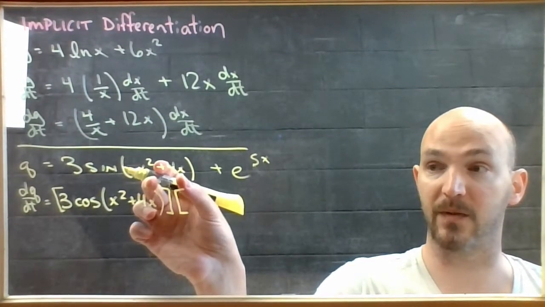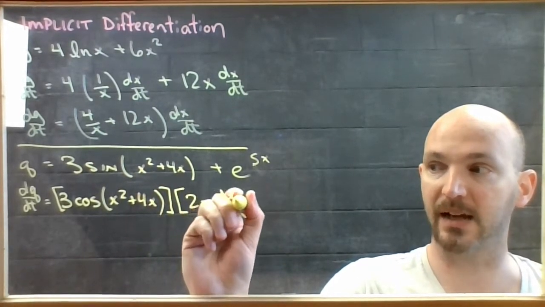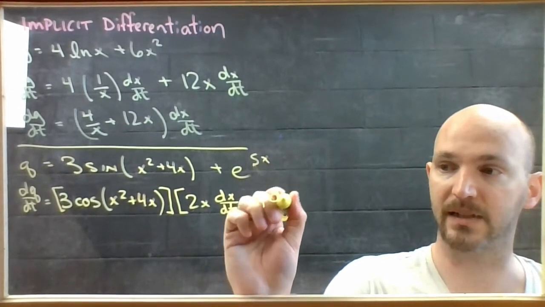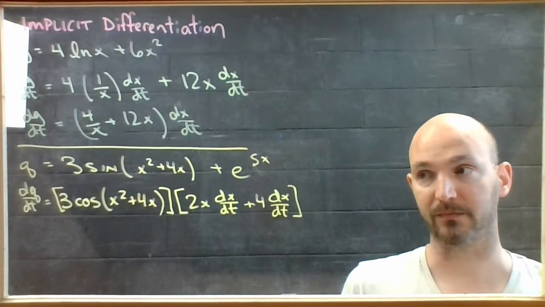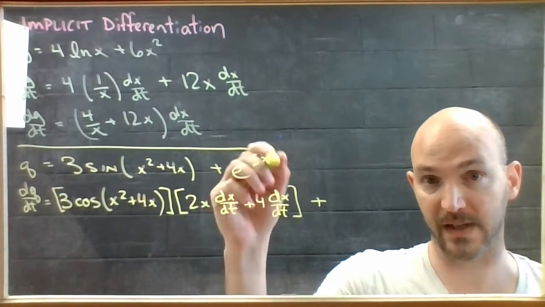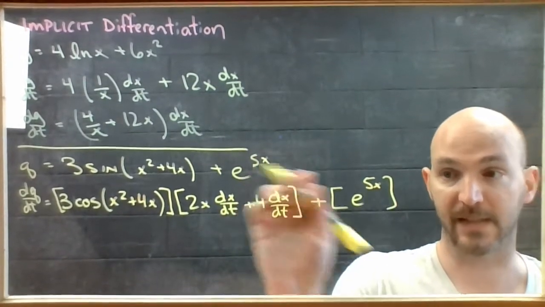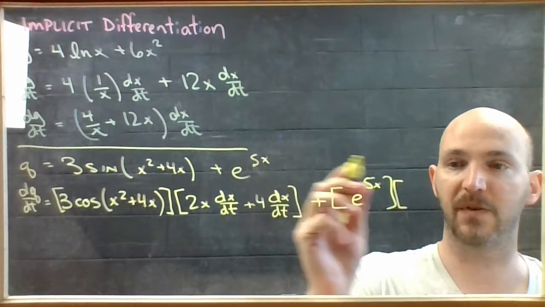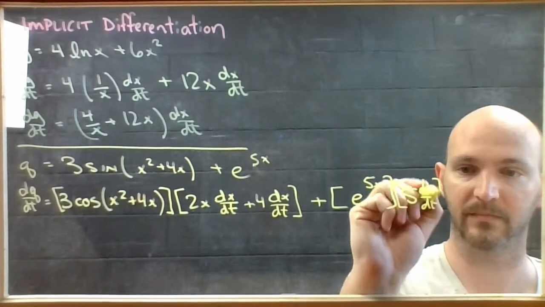Next chain would be the derivative of this. What's the derivative of x squared plus 4x? Well, it would be 2x dx dt, because x's are not t's, and 4 dx dt, because x's are not t's. Going on to the derivative of this thing, this is a two-layer chain rule, one for the exponent, one for the exponential. Derivative of an exponential is itself. That's the derivative of the e, not the x's, so I don't need the correction factor yet. The derivative of 5x would be 5, and because x is not t, I need dx dt. Okay.